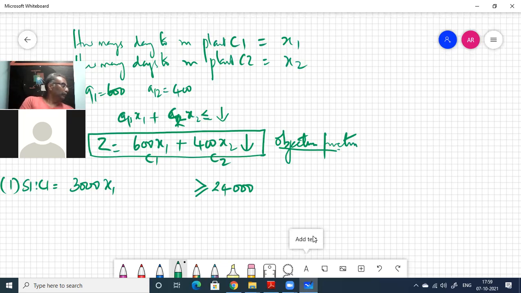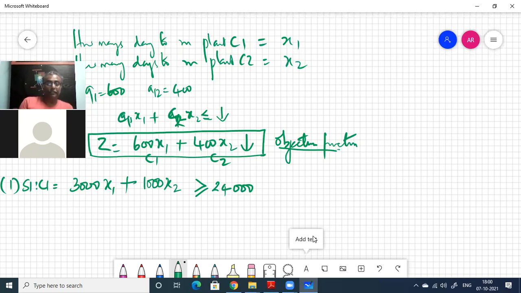$24,000 bottles of S1 is requested. Factory 2 will produce 1,000 bottles each day, so X2 days you are running factory 2. Totally you will be producing X2 into 1,000 plus X1 into 3,000 bottles.